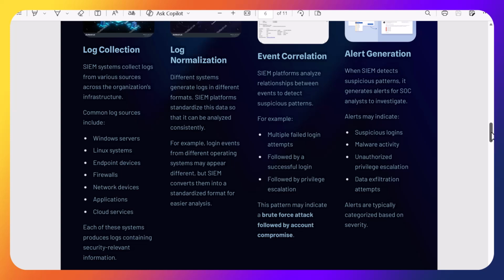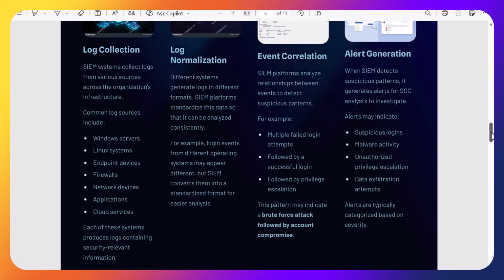Going to the second one, which is log normalization. After log collection, we have log normalization. Different systems generate logs in different formats. For example, Windows may record login events differently from Linux. Firewalls may record network connections differently from applications. Because of these differences, it would be difficult to analyze logs consistently.